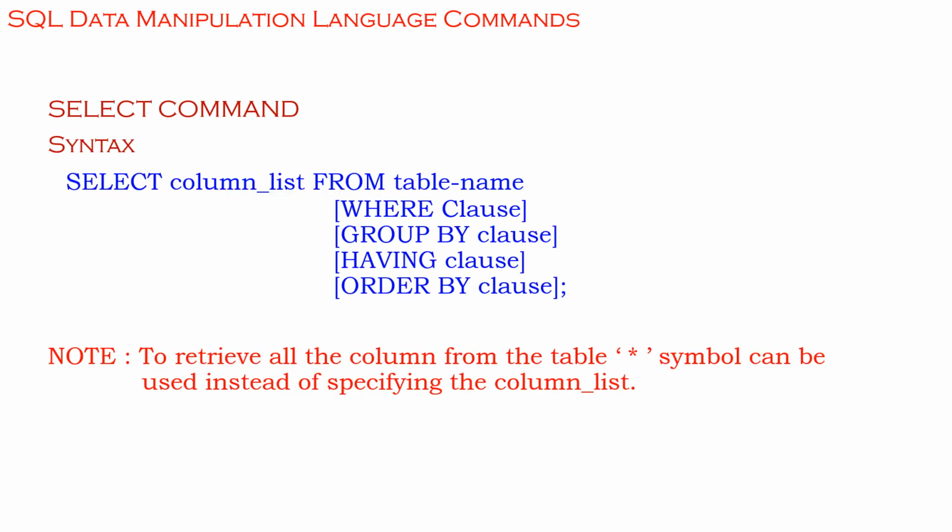Before looking into the examples, just check the syntax. SELECT column list FROM table name followed by a list of clauses. The clauses we can use are the WHERE clause, GROUP BY clause, HAVING clause, and ORDER BY clause. In case I don't want any specification and want to select all the columns from the table, then I can simply use SELECT star FROM table name. The star symbol is used to retrieve all the columns from the table instead of specifying any particular column. That is one note you have to make.